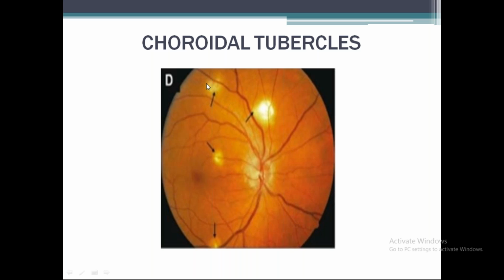And in the choroid, there can be tubercles, yellowish patchy lesions. How do you know they are deeper? You can see the blood vessels running above the patches, white yellowish patch. Now this is the optic disc, these are the vessels, this is the vein, and this is the artery, and this is the macula, and you can see the blood vessel running above the yellowish patches. So you come across these yellowish tubercles in tubercular conditions.